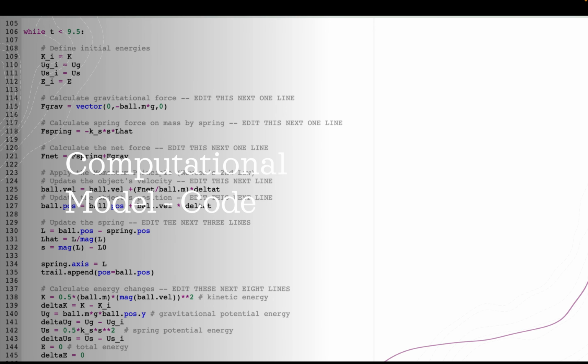So here's the code after the initial conditions were made. The force of gravity was changed to have ball.m times g in the y direction, and the force of the spring is just negative ks s L hat. F net is adding those two together. Ball.velocity is just the velocity update formula, and ball.pos is the position update formula. L is just ball.pos minus spring.pos.